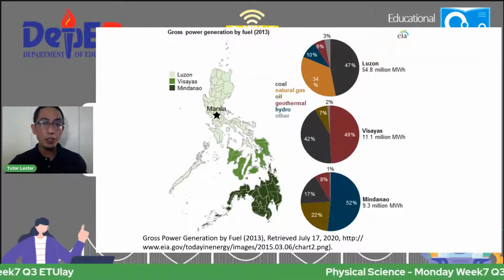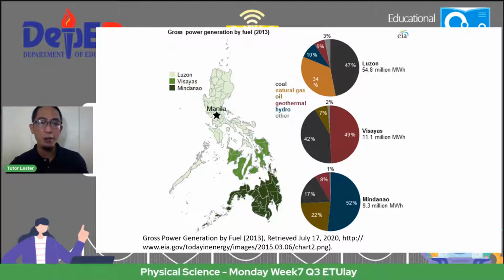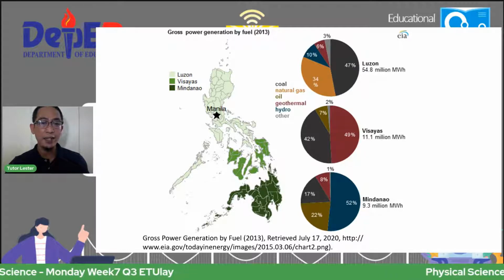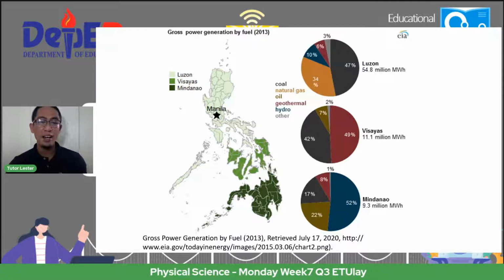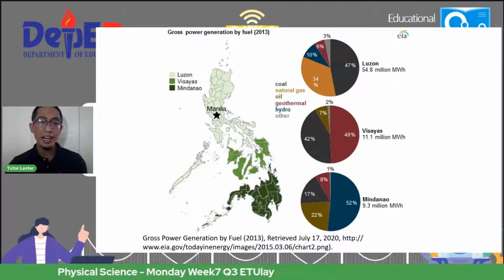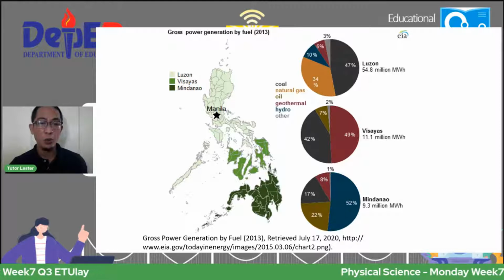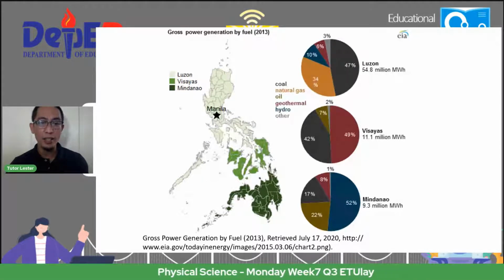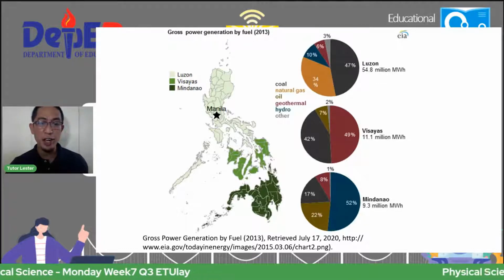So itong tatlong pie charts na ito, this tells us the percentage of the power generated in Luzon, Visayas, and Mindanao. And as mentioned, or as you can read in our slide, ang electricity po natin ay nakasource sa following energy sources. Coal fire, natural gas, oil, geothermal, hydro, and other unspecified sources.